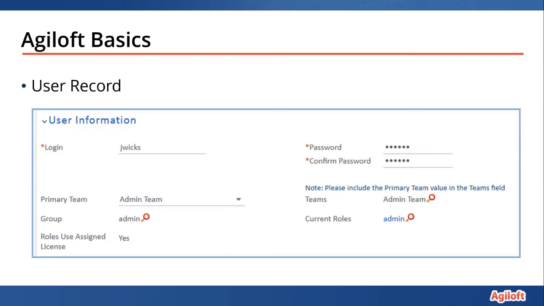The second thing I want to touch on before we jump in is the user record. So this is what a user record looks like in Agiloft. Every user with access to the system has one, and there are a few key aspects of the record that we will be looking at. You can see that each user has a login and a password, and then they also have a primary team and a group. They also have a field called current roles, which we will be looking at in just a little bit. So this is just so that you have an idea of the structure of a user record and what important elements of that record play into permissions and visibility as we move forward.